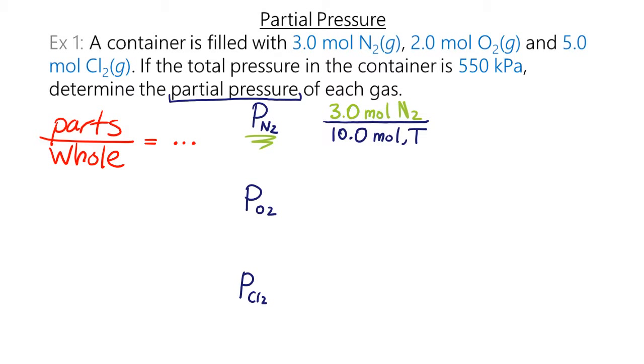If you're wondering where I got the 10 moles, there are 3 moles of nitrogen, 2 moles of oxygen, and 5 moles of chlorine gas. The sum of those would be 10. What this effectively says is that 30% of the moles that are present of the gases come from nitrogen.